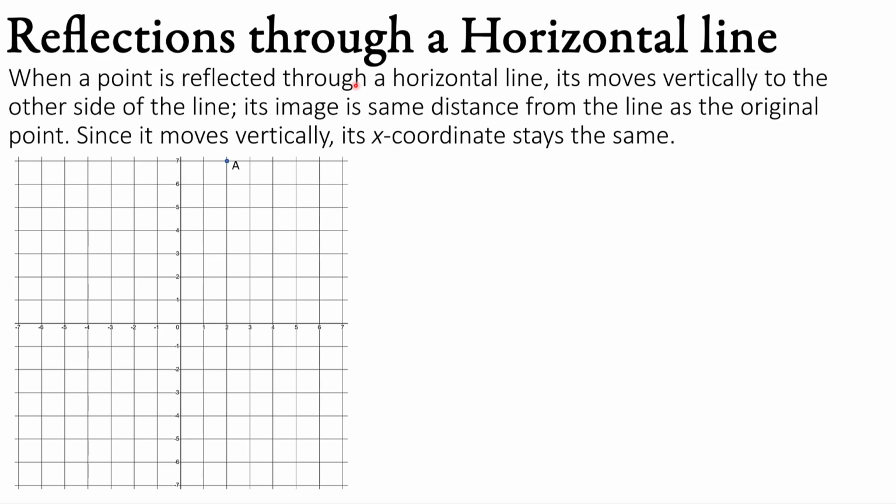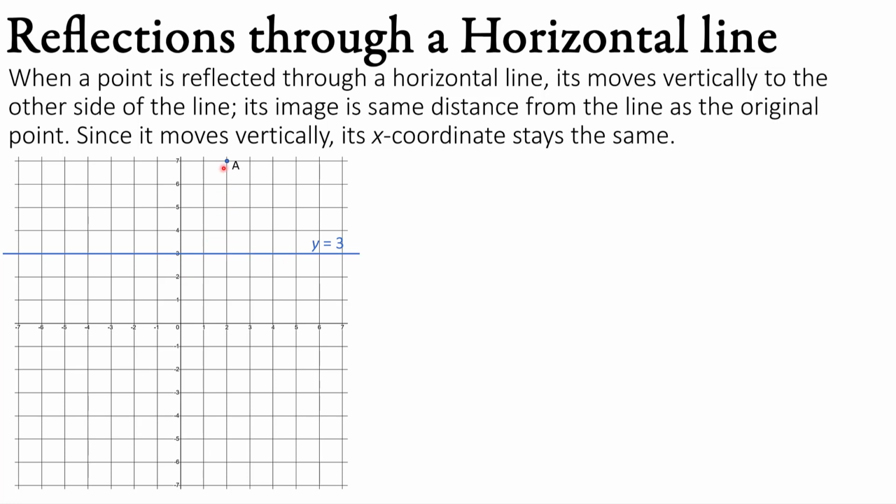Here's a point A, and let's say we want to reflect it through the horizontal line y equals 3. So this is the line that is 3 up. That's the horizontal line y equals 3. It's 1, 2, 3 spaces up.